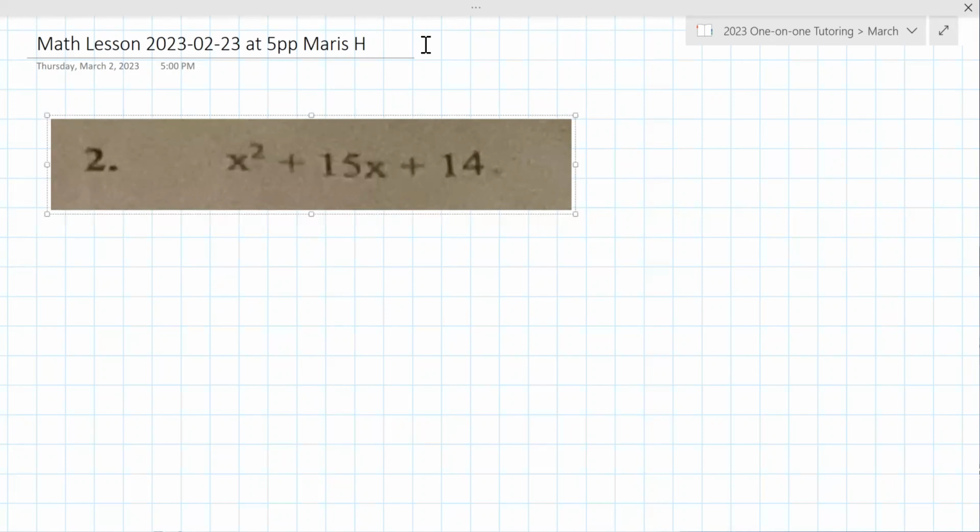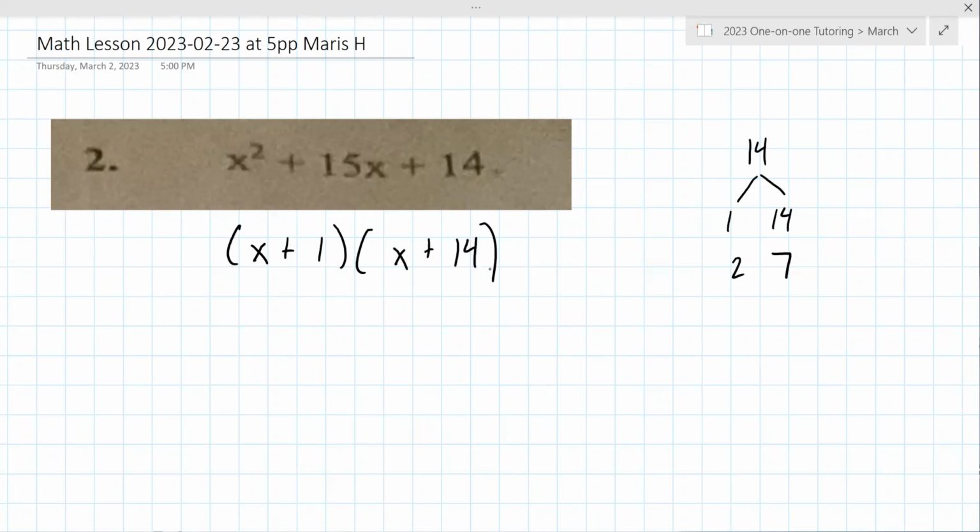Okay, so just like number one, two numbers that multiply to 14 but add up to 15. What would those be? If you need to, you come off to the side and you write all the factors of 14. It'd be 1 and 14. Yeah, so x plus 1, x plus 14.